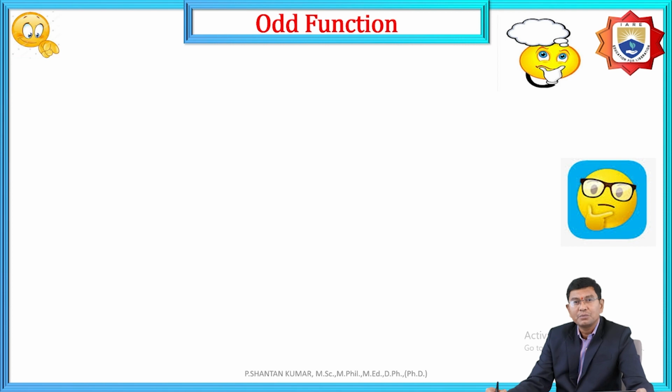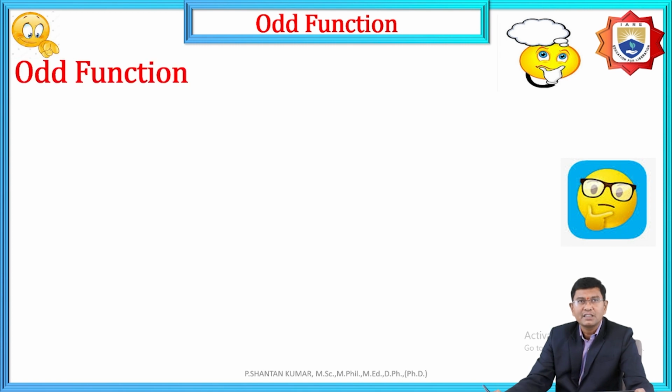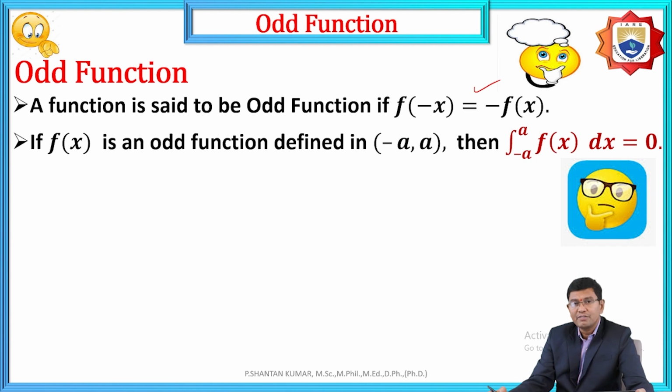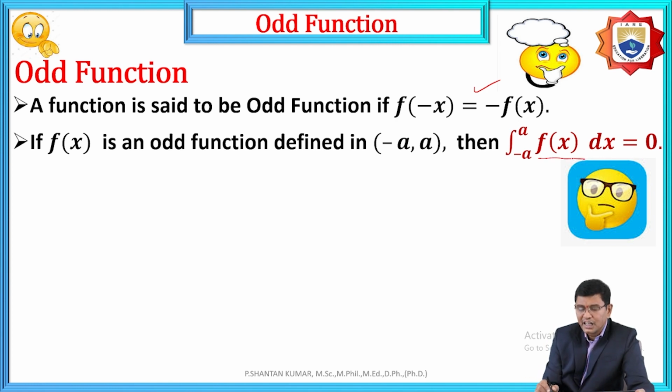Next, coming to the odd function. Whereas f of minus x equal to f of x is an even function, a function is said to be odd when f of minus x is equal to minus f of x. If f of x is an odd function defined in the interval minus a comma a, then the integral is automatically 0. That means the integral with limits between minus a and a is 0.